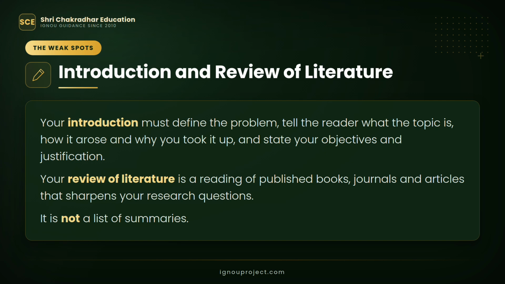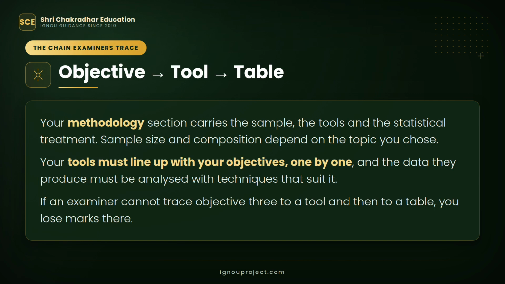Your review of literature is a reading of published books, journals, and articles that sharpens your research questions. It is not a list of summaries. Your methodology section carries the sample, the tools, and the statistical treatment. Sample size and composition depend on the topic you chose. Your tools must line up with your objectives, one by one. And the data those tools produce must be analyzed with techniques that suit the data. If an examiner cannot trace objective 3 to a tool and then to a table, you lose marks there.